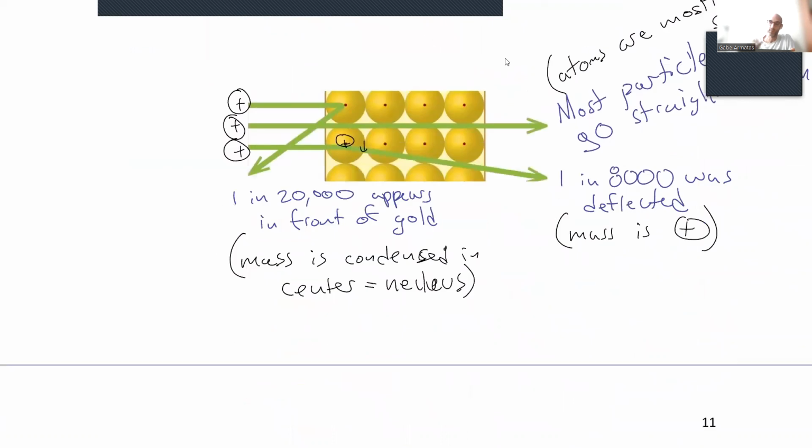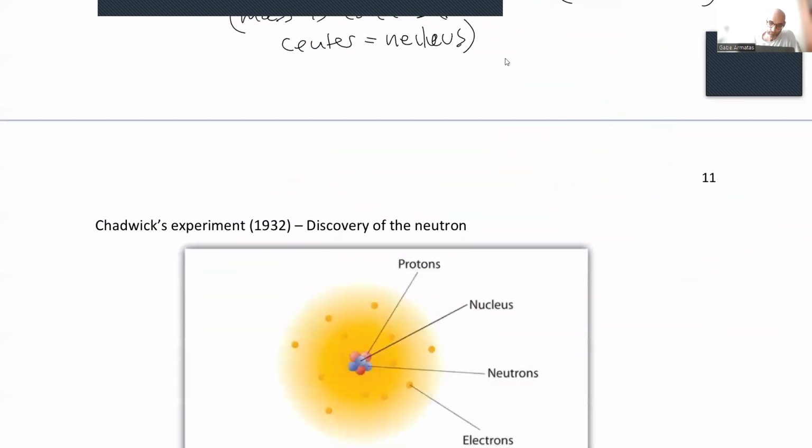Rutherford's gold foil experiment was groundbreaking. So most of the particles go through, meaning most of the time they don't interact with anything. 1 in 8,000 are deflected, meaning something is deflecting them, meaning it's positive. And 1 in 20,000 rejects it, sends it right back at the source. And he said that this was equivalent to taking an artillery shell, firing it at a piece of tissue paper, and having that shell come directly back at you. That's how amazing this was at the time.